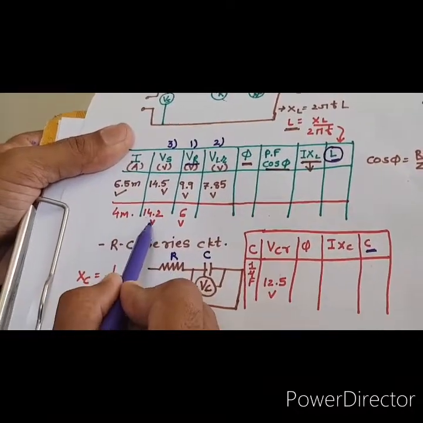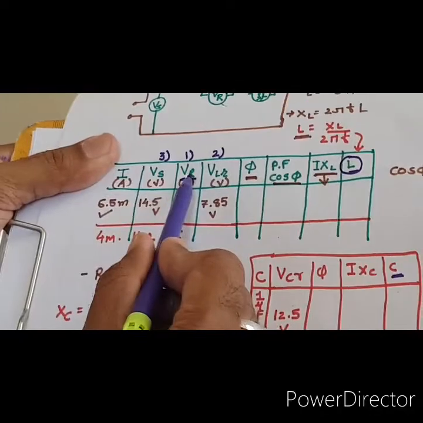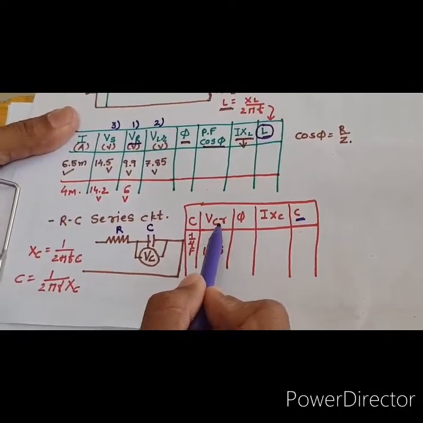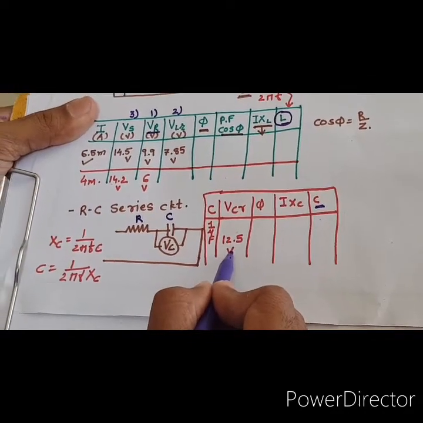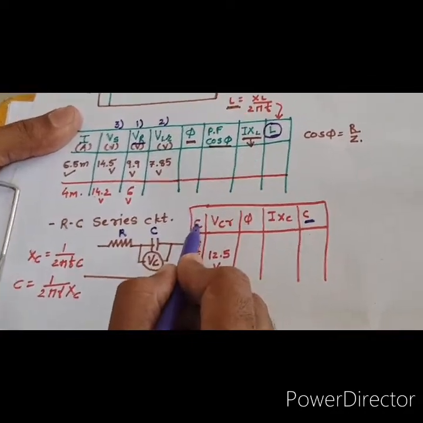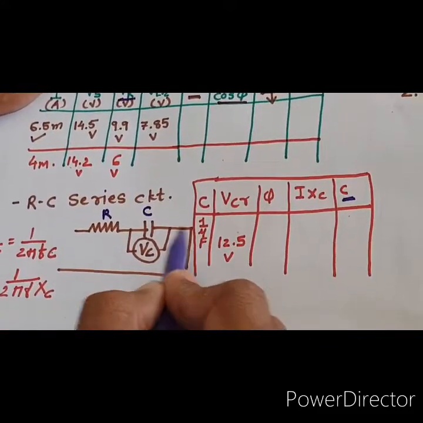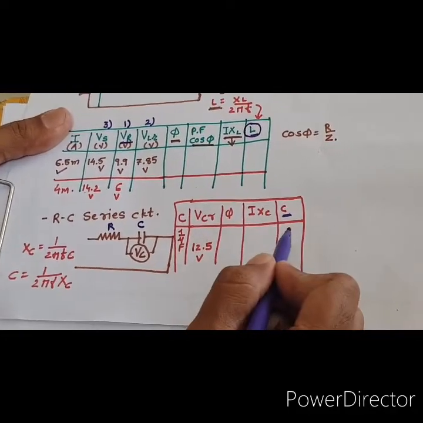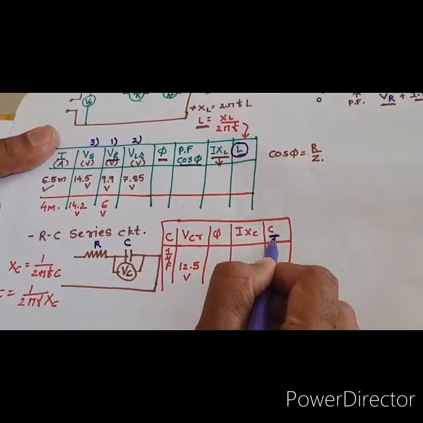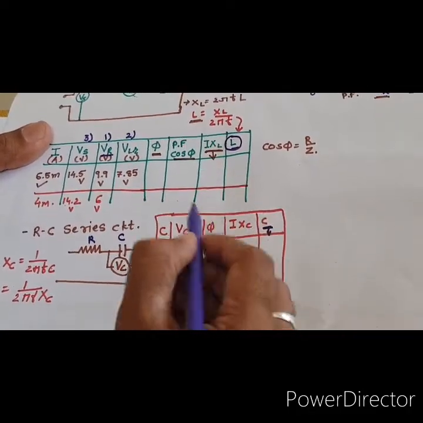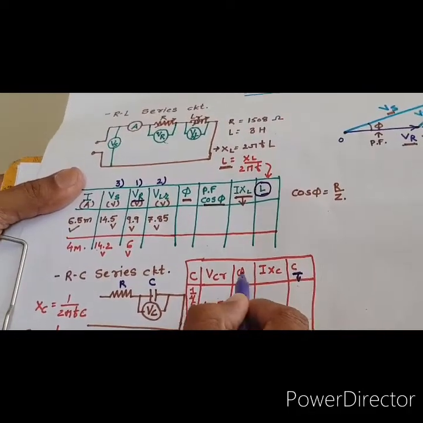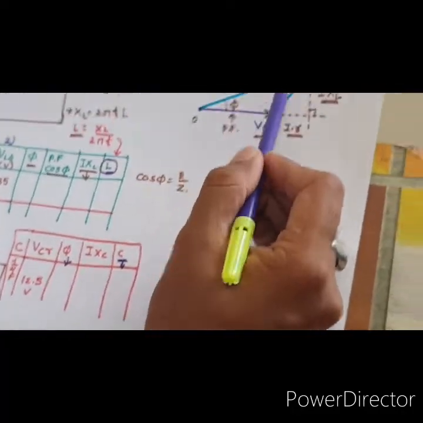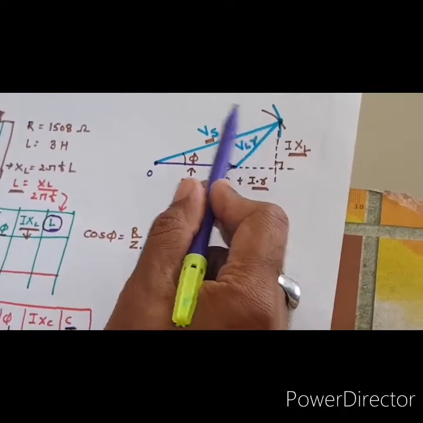Supply voltage is 14.2 volt. Voltage drop across resistance is 6 volt. Voltage drop across this capacitor bank is 12.5 volt. And the value of this capacitor is 1 microfarad in our practical case. Again we are using the same graphical method for finding the pure capacitor value of this circuit and the power factor angle phi.